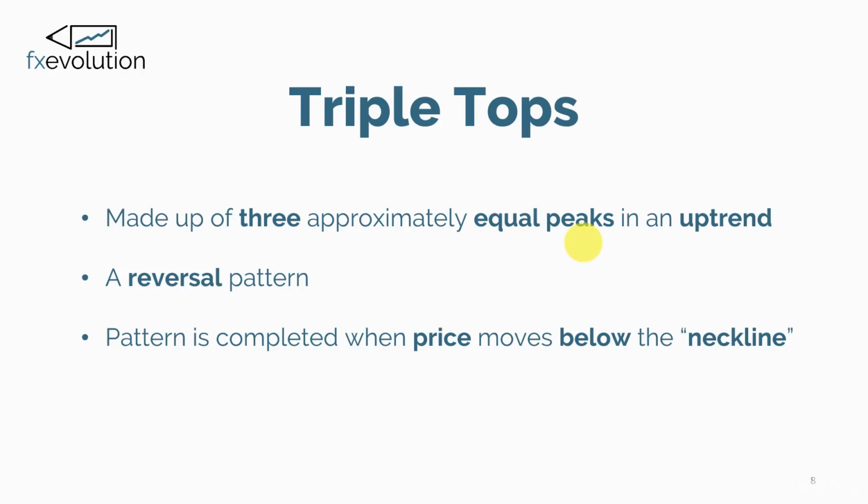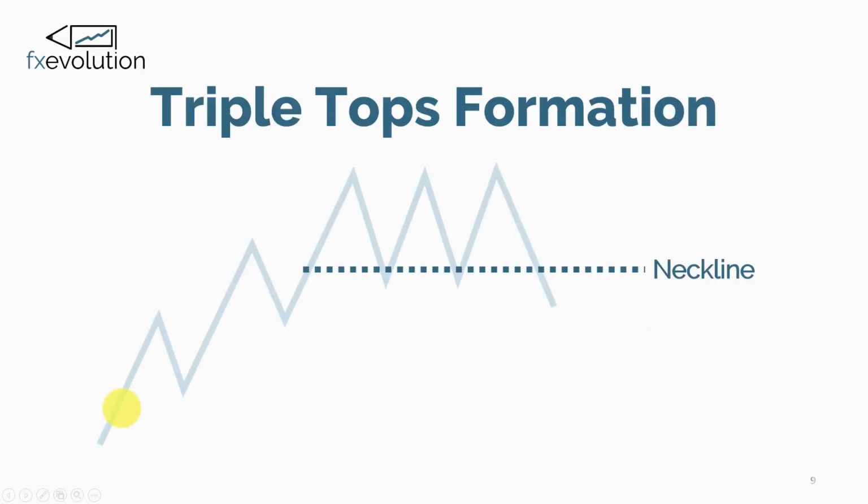So let's now take a look at triple tops and how to define those. Triple tops are made up of three approximately equal peaks in an uptrend. They can also be a reversal pattern, just like double tops, and the pattern is completed when the price moves below the neckline. So here we have an example of an upward trending market.